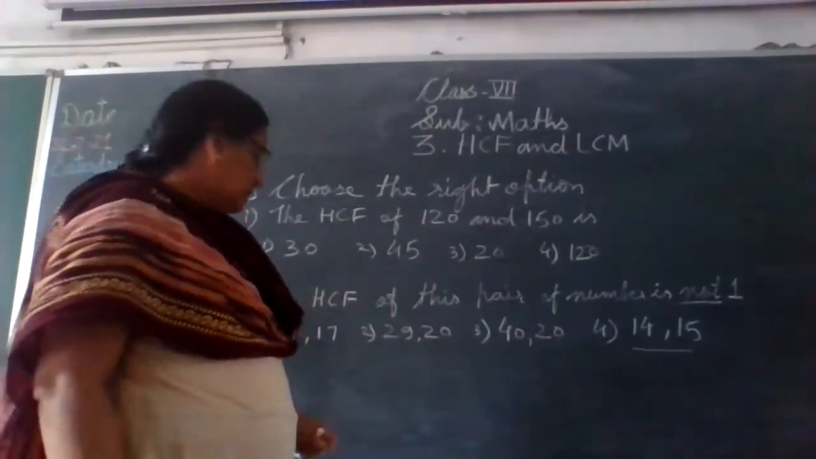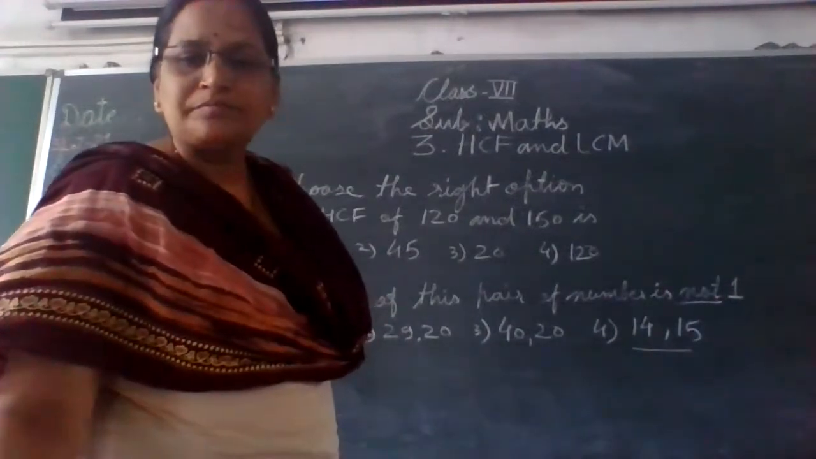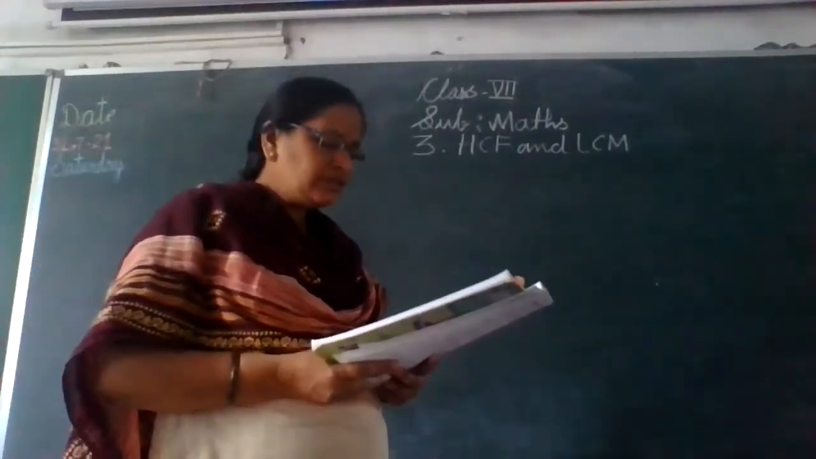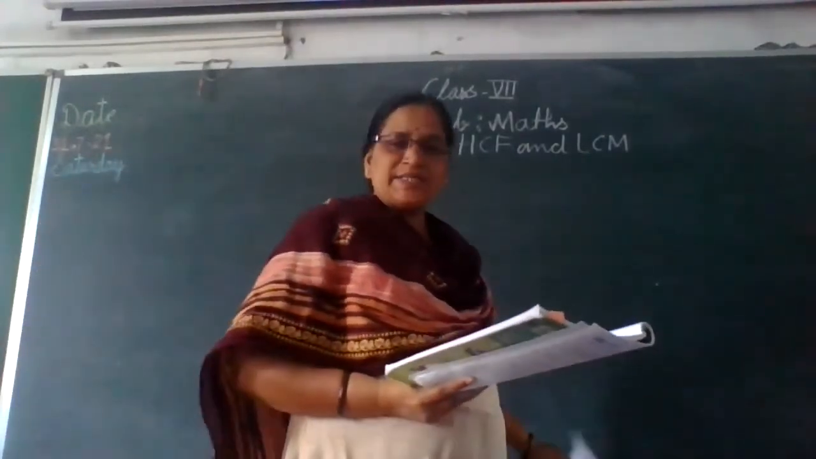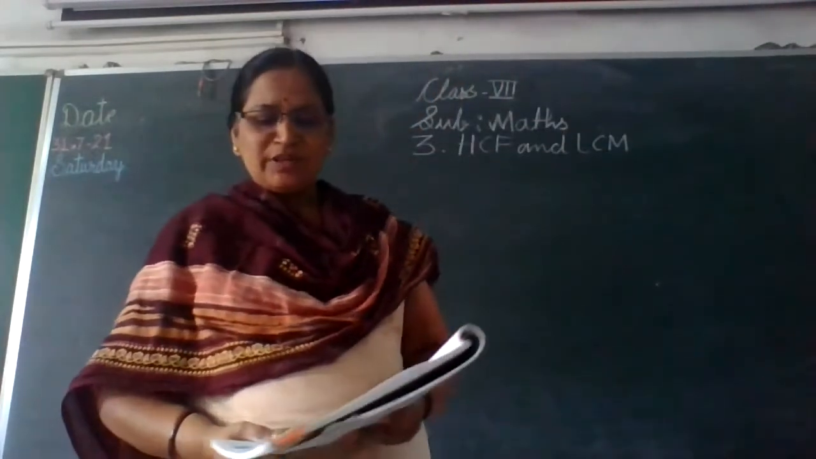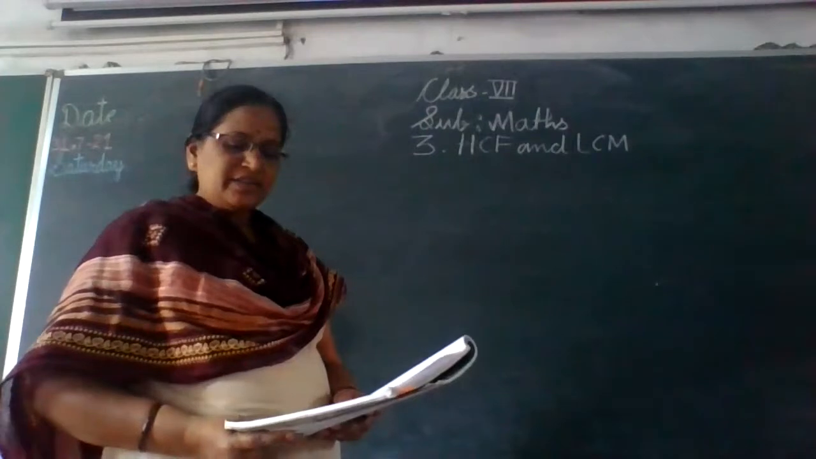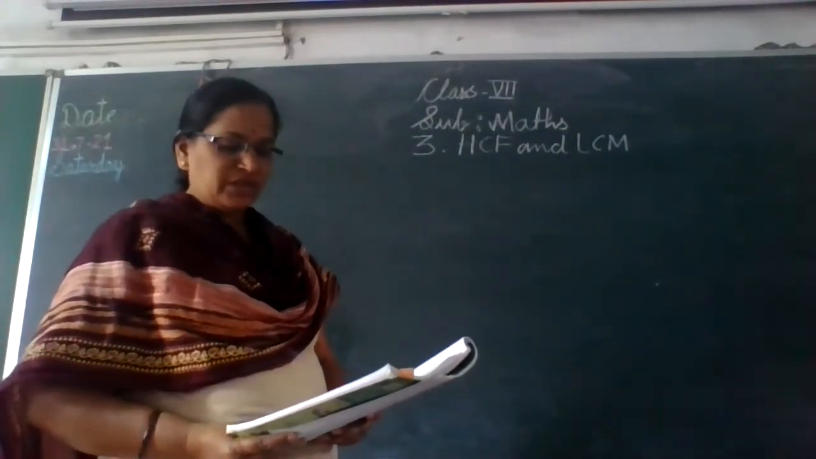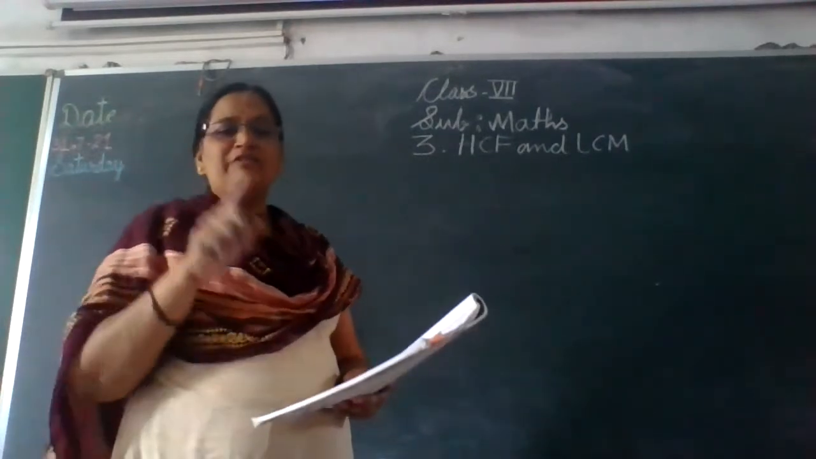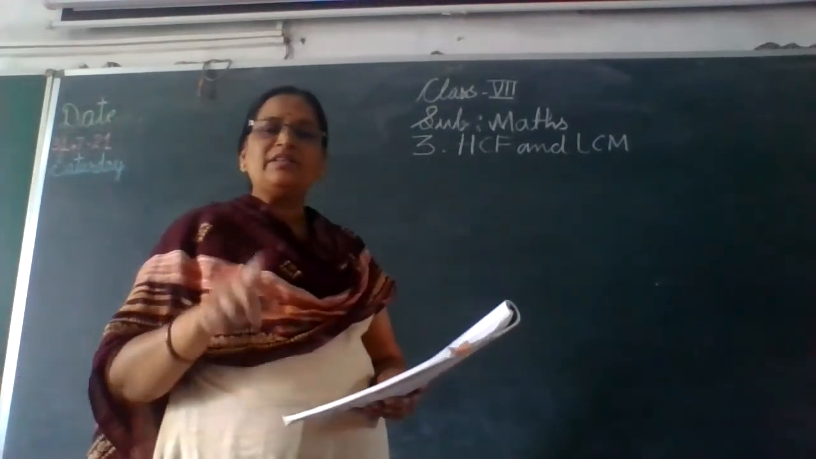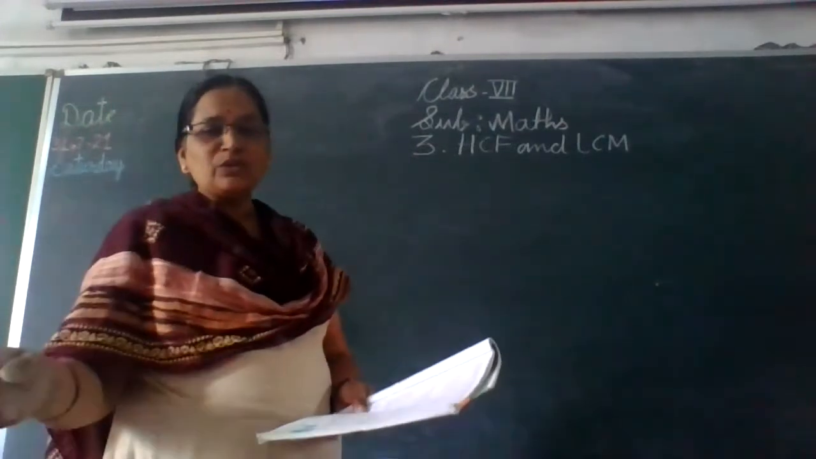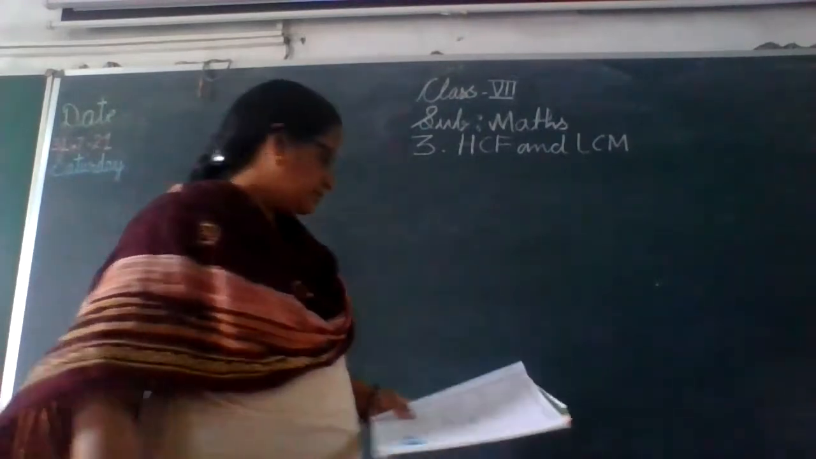Got it, beta? Okay. So I am giving you some homework to solve. Now listen, children. These questions are from practice set 13 and it is question number 2. Find the HCF and LCM of the numbers given below. Verify that their product is equal to the product of the given numbers. Means first you have to find the HCF and LCM, then find the product of the numbers, and then find the product of their HCF and LCM, and see whether the product of the numbers is equal to the product of their HCF and LCM or not. Okay.